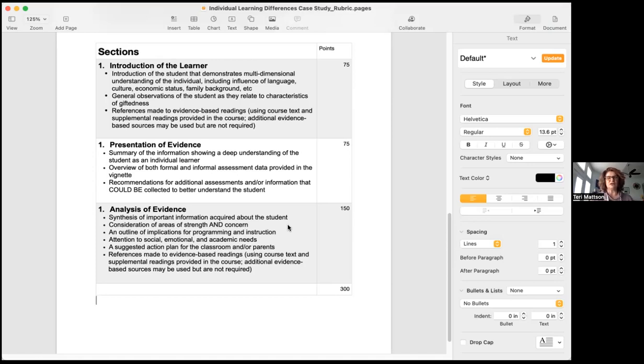So this is where you're going to dive really deep into who she is as a learner. Considering the informal information that the teacher provides about who she is as a learner in the classroom, what you might surmise about her as a learner based on what she does at home and outside of school, and certainly using the test data.